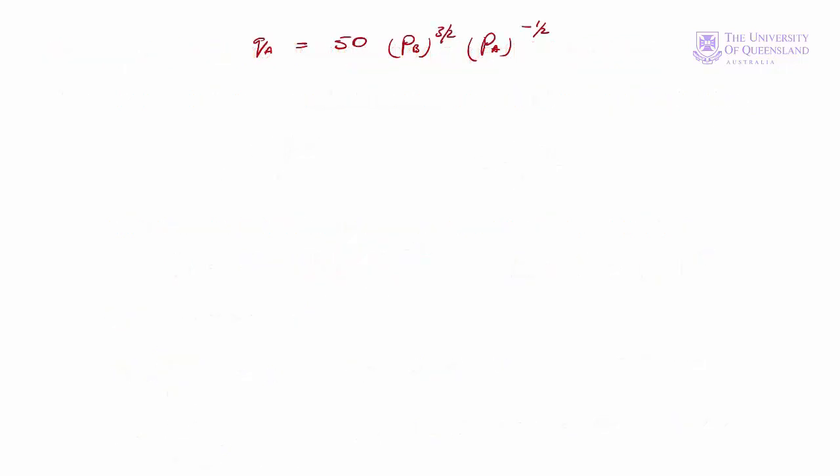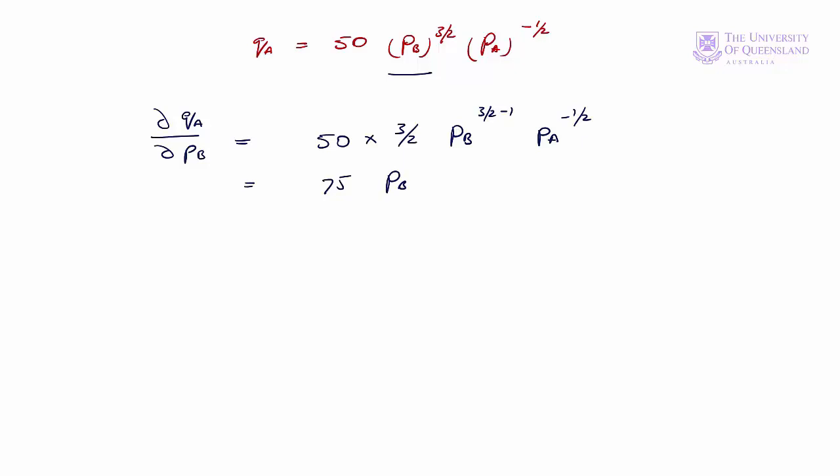We have a demand function for good A. We differentiate that with respect to the price of B. Here's our PB term. We apply the power rule to that. So we'll have 50 times 3 on 2 times PB to the 3 on 2 minus 1. We're treating PA as a constant. So it'll be PA to the minus 1/2. So we'll have 75 times PB to the half, PA to the minus 1/2. Getting it back in the form we originally had, that would be 75 times the square root of PB over the square root of PA.